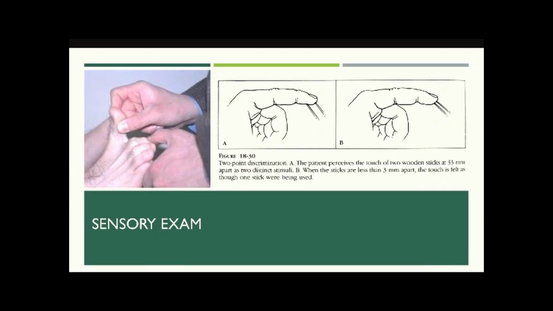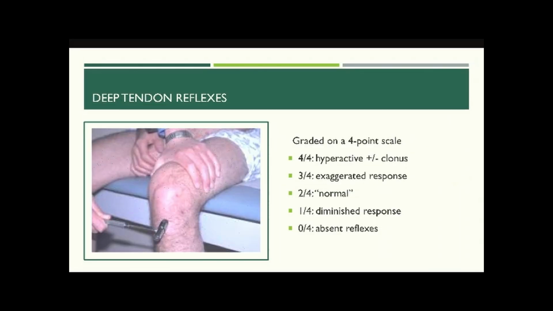Here's your two-point discrimination. We'll get to this a lot more when it comes to diabetics. Diabetics are good at doing these things because you want to see how far apart before they start sensing two points. And that shows the significance of their neuropathy and how bad it's gotten when that gets worse.